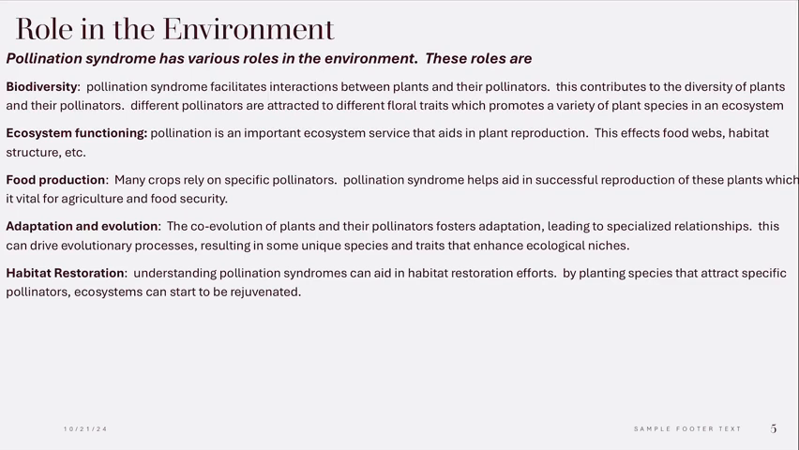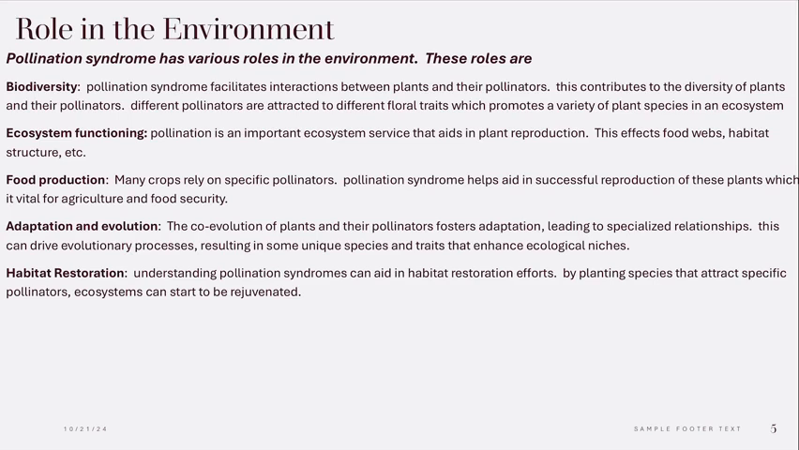Adaptation and evolution. The coevolution of plants and their pollinators fosters adaptation, leading to specialized relationships. This can drive evolutionary processes, resulting in some unique species and traits that enhance ecological niches. Habitat restoration. Understanding pollination syndromes can aid in habitat restoration efforts. By planting species that attract different pollinators, ecosystems can start to be rejuvenated.